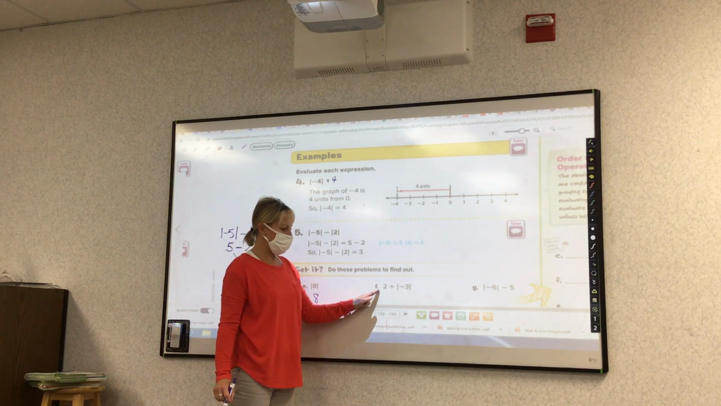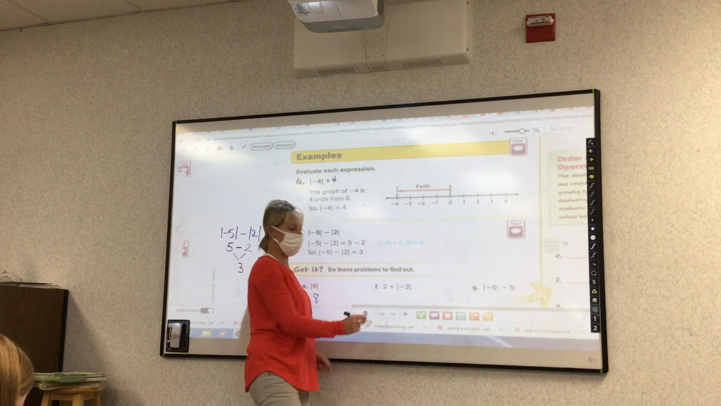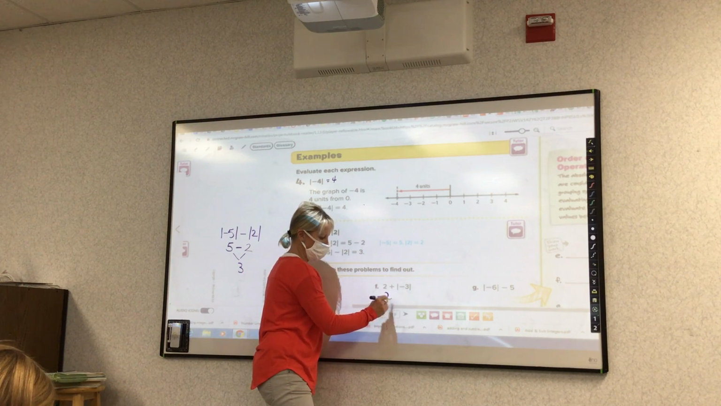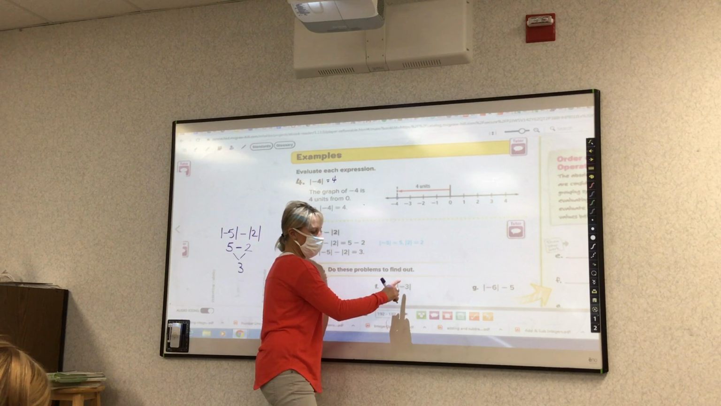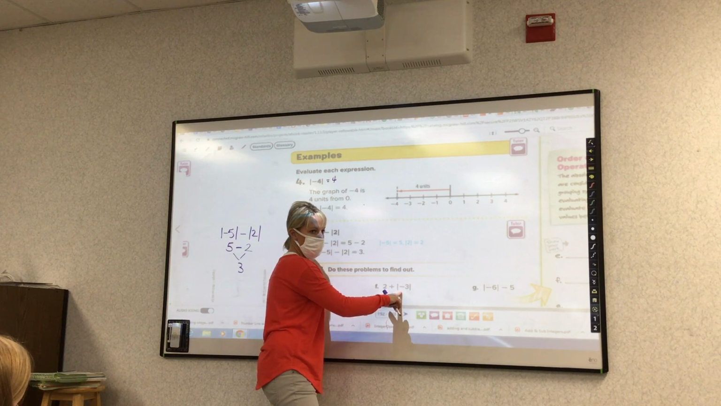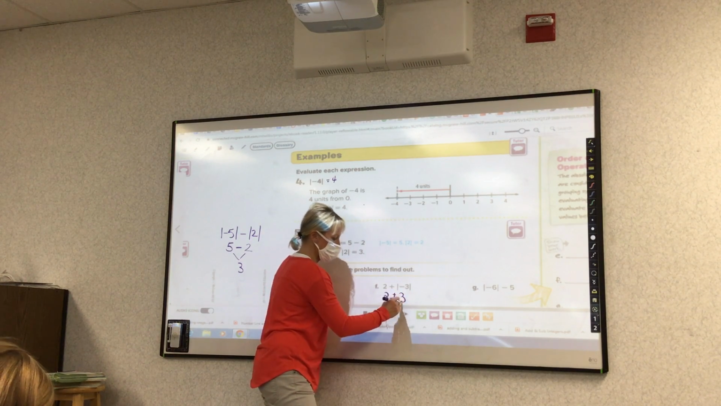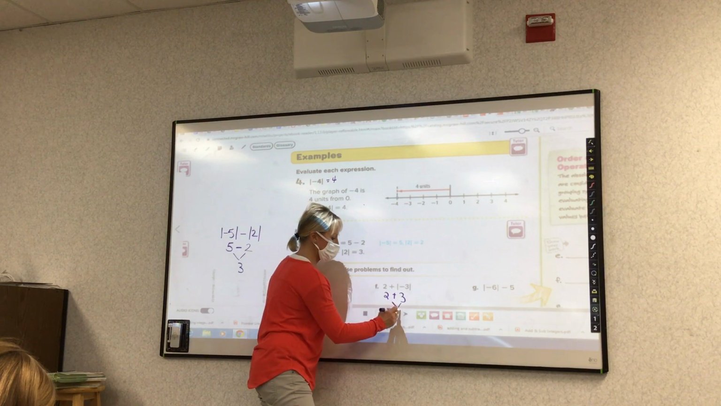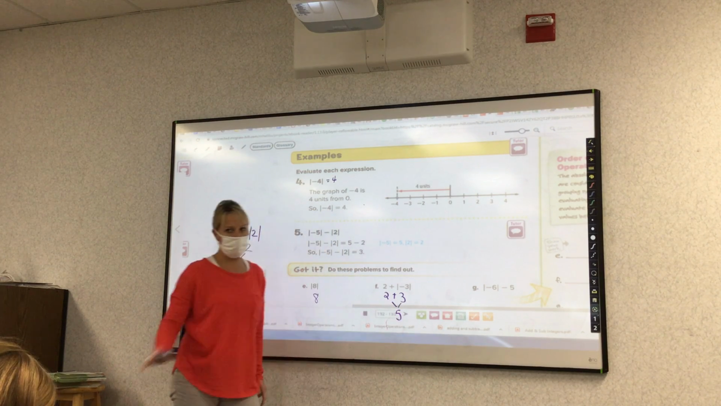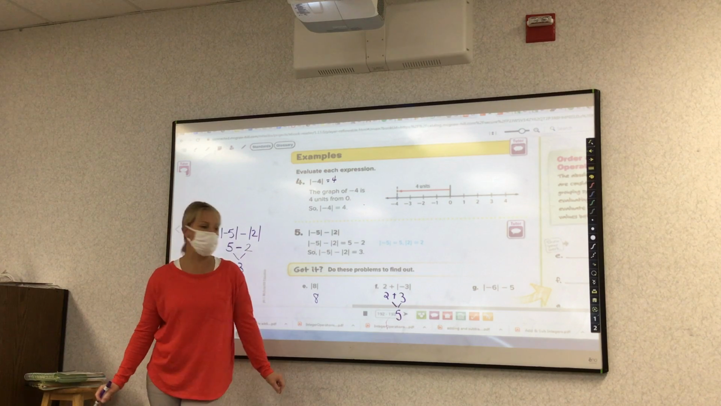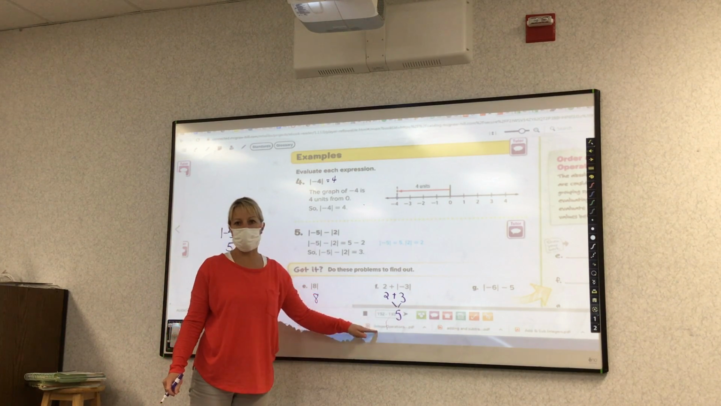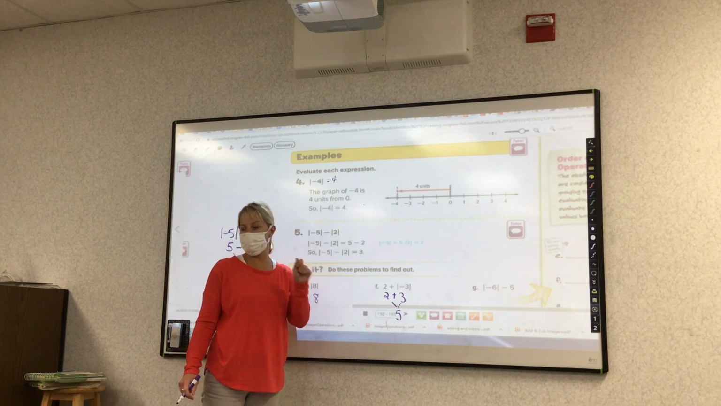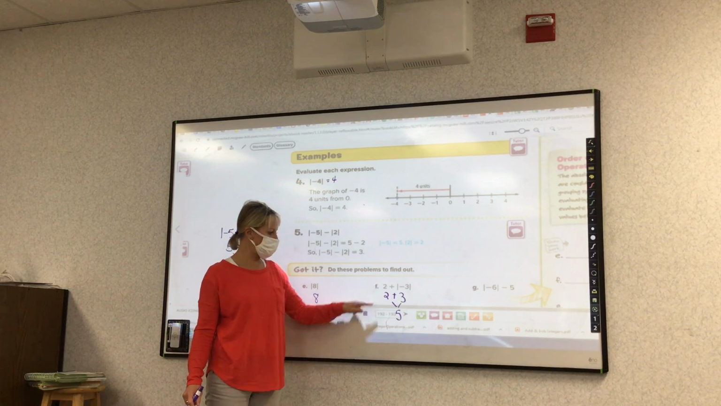For F, you just bring down the 2. You bring down the plus. What's the absolute value of a negative 3? 3. And then you show 2 plus 3 is? You're not doing any of this in your head. It takes 3 seconds to write that down. I need to see every line. And all we had to do is 2 lines.